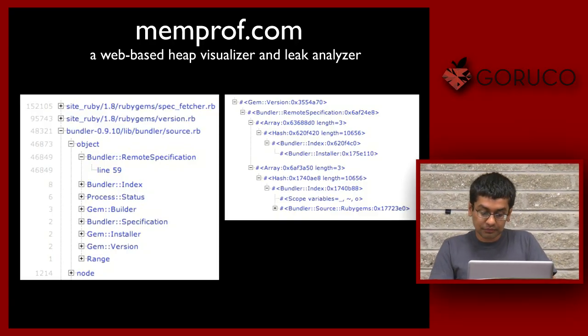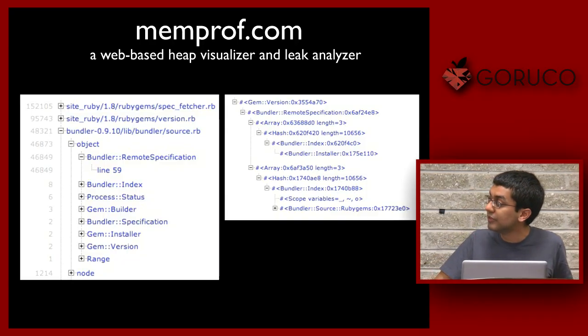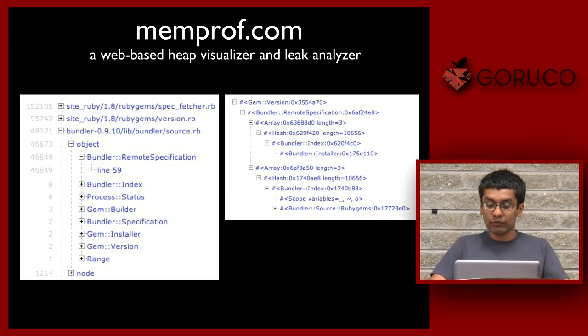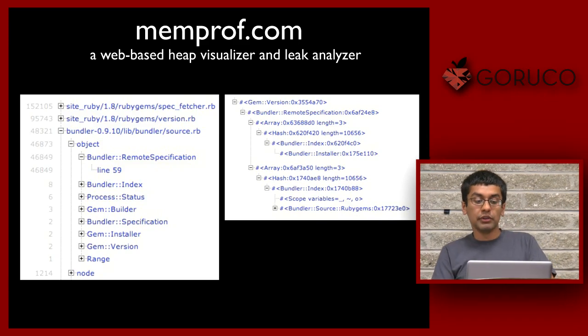And so on the right, I started to try to find out what was referencing these. You could basically start expanding out objects and follow references back to the root nodes that are holding the references. So you'll notice in here that there were a bunch of gem versions being referenced by the remote specifications that ultimately led back to the bundler installer.